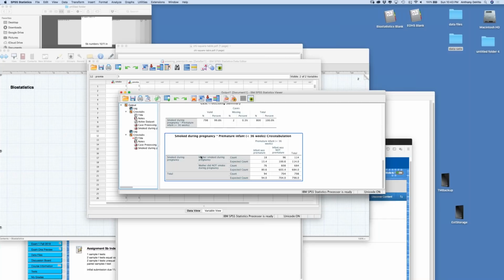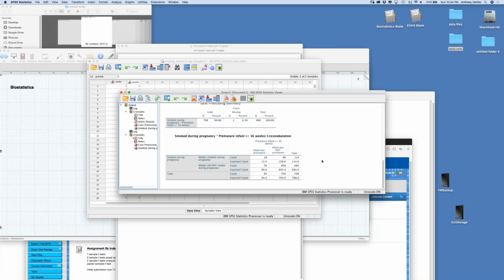So how do we calculate the chi-square value mathematically? For each box, we take the observed value minus the expected value, square it, and divide it by the expected value. In other words, 18 minus 13.4, squared, over 13.4 gives us one number. 96 minus 100.6, squared, over 100.6 is our second number, and so forth for each of these four boxes. Add them all together, and that gives us our chi-square value.